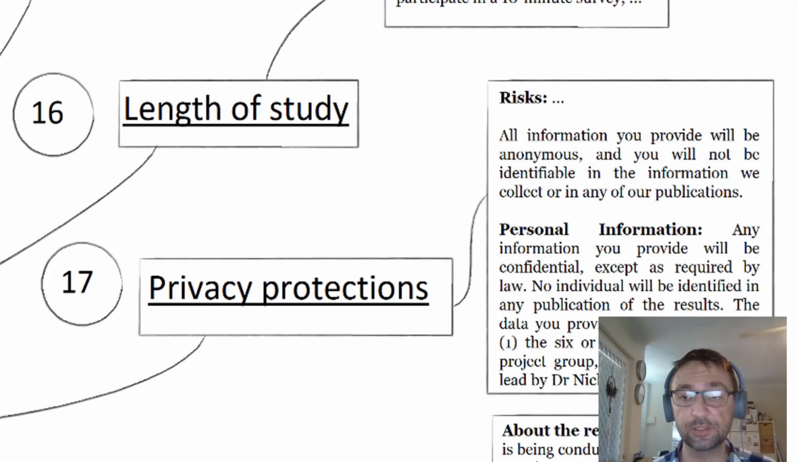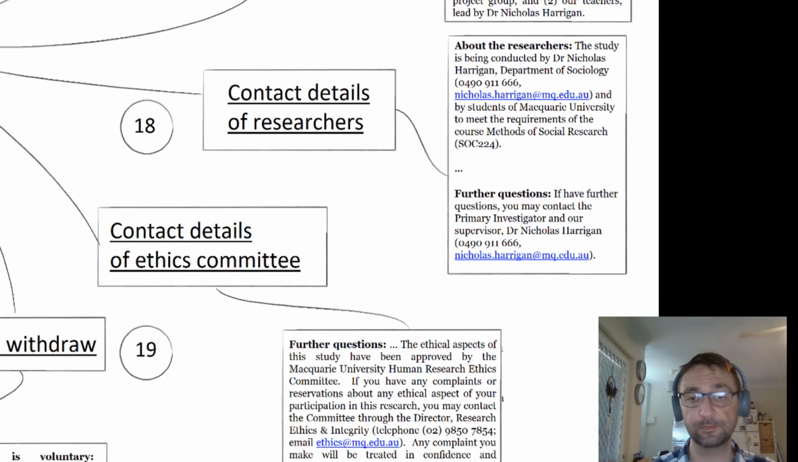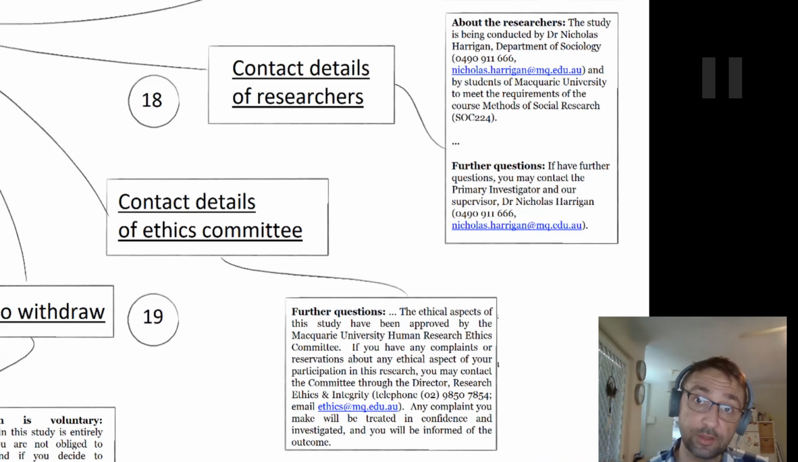It says no one will be identified, and then it says who will you share with, right? So it'll be shared with 6 or 7 students in our project group and our teachers led by Dr. Nicholas Harrigan. So that says who it's going to be shared with. Another bit of information is about the contact details. Twice in the survey it gives my contact details, my mobile phone number and my email address. It also provides information so that people can contact and complain to the ethics committee with their details.